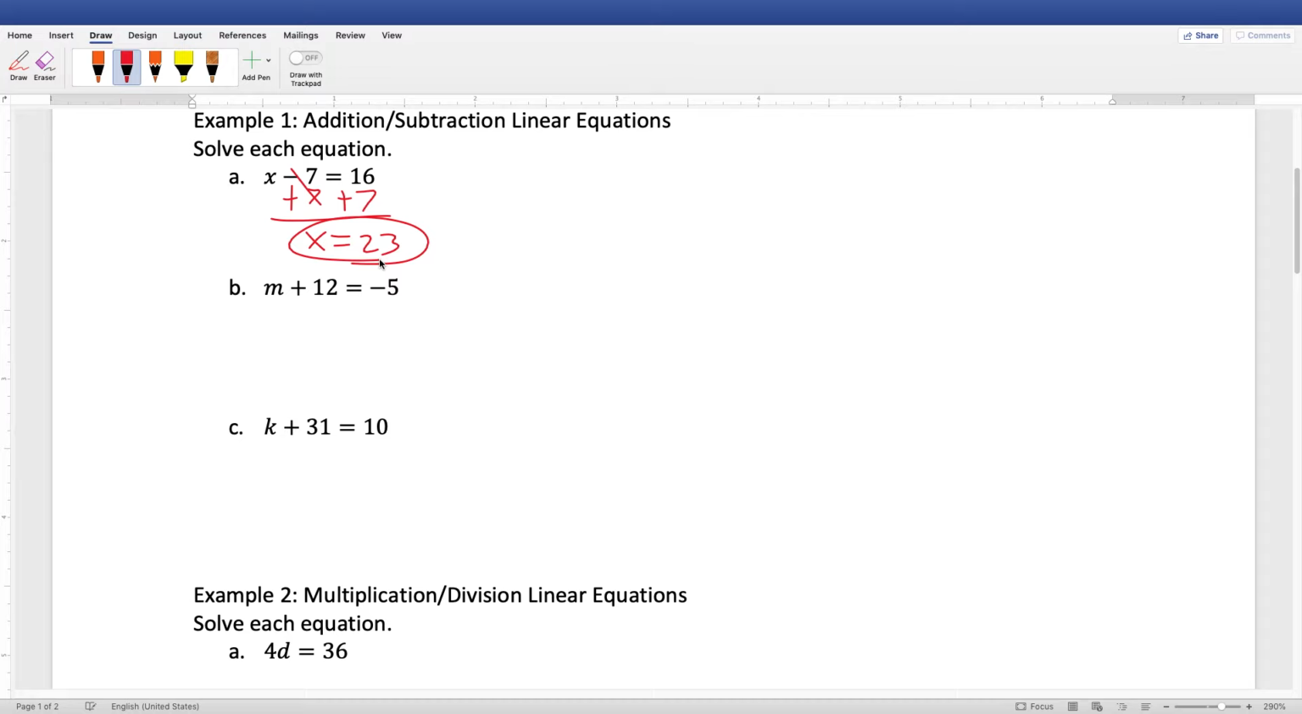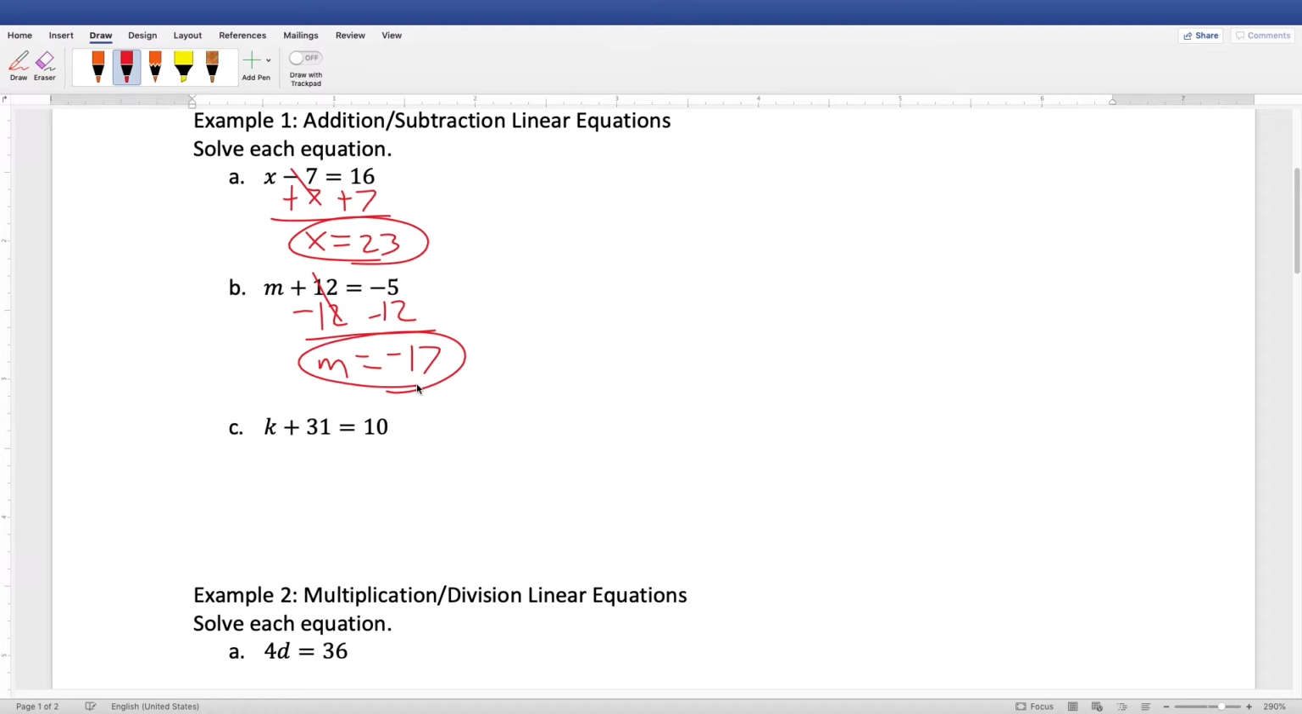B says m plus 12 is equal to negative 5. I want to get m by itself, so I will subtract 12 from both sides. Whatever you do to the left, you have to do to the right. My 12s cancel, and I get m is equal to negative 17.